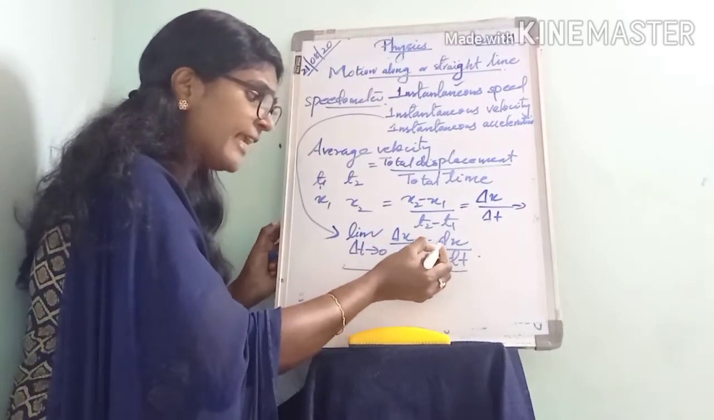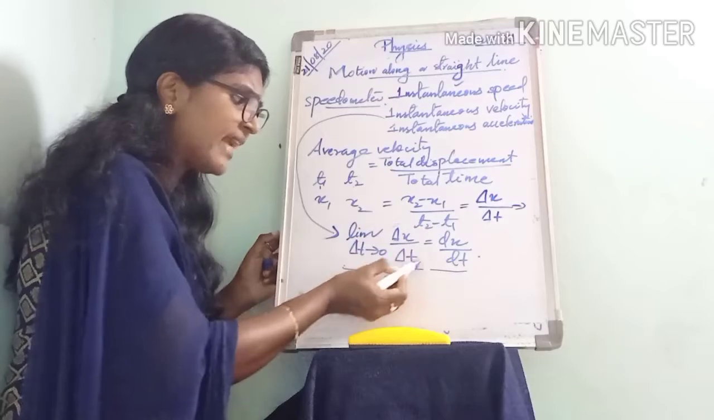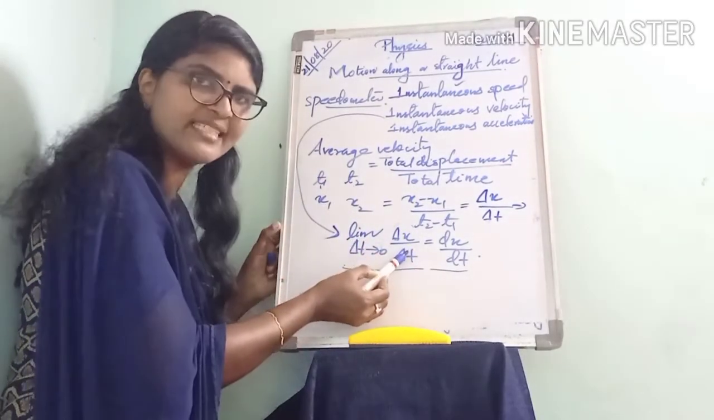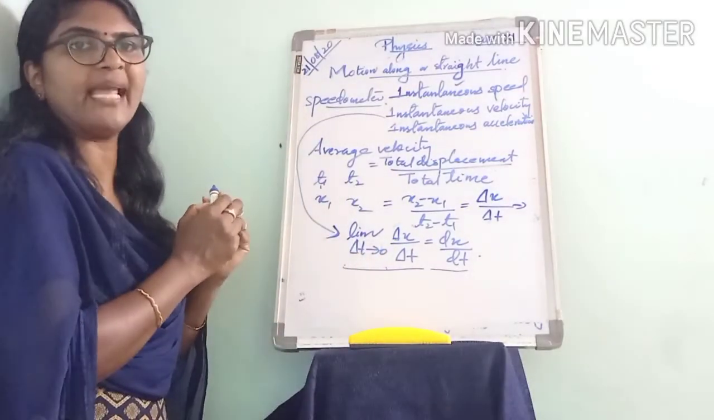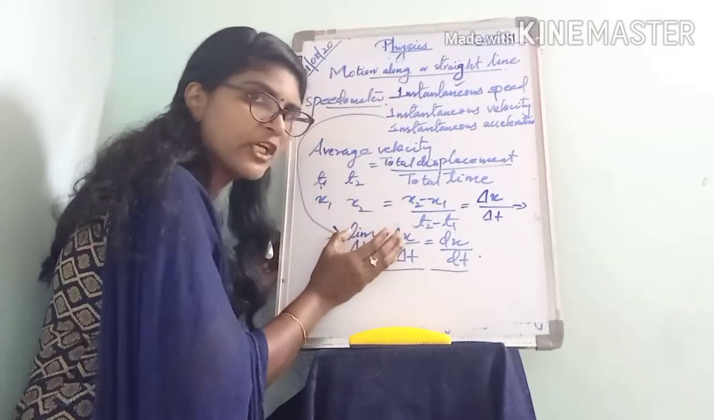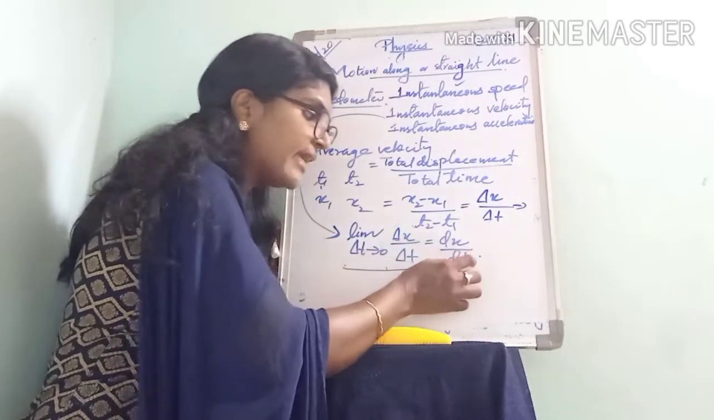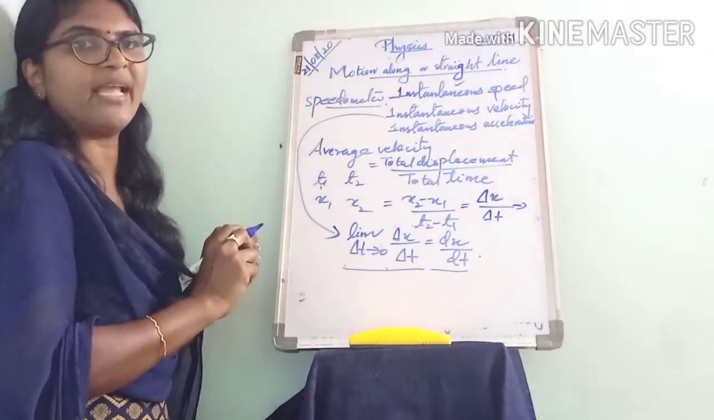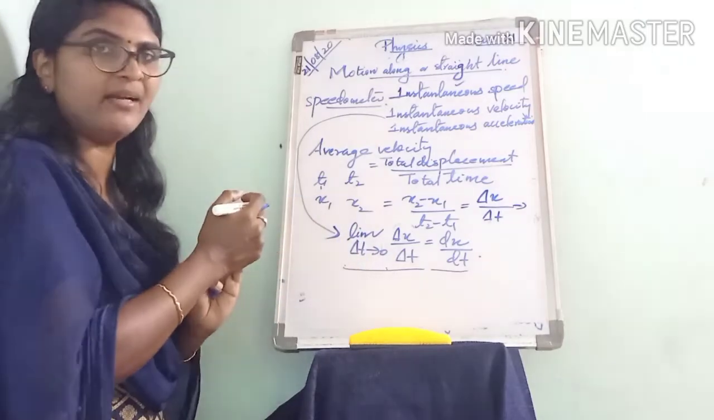Instantaneous velocity is equal to the limiting value of what? Average velocity. So the limiting value of average velocity when delta t approaches 0, that is, when delta t is very close to 0. That limiting value of the average velocity is equal to the instantaneous velocity.